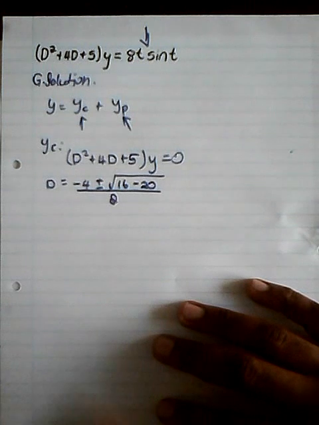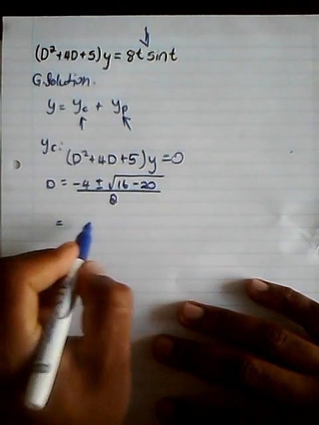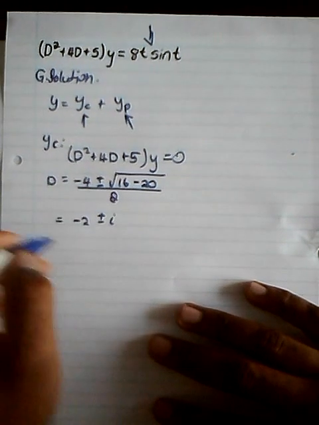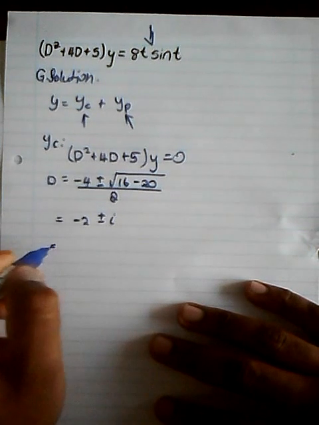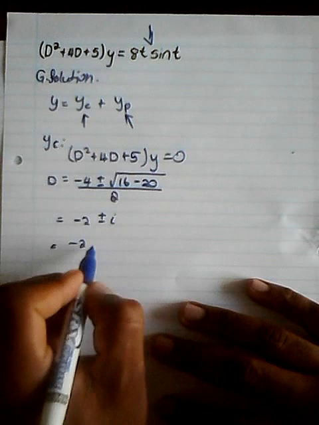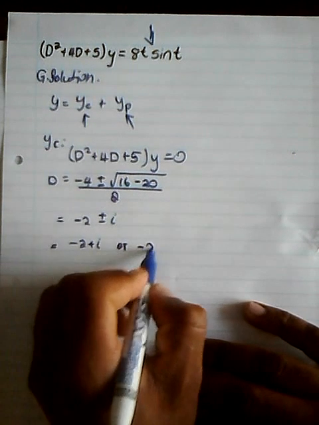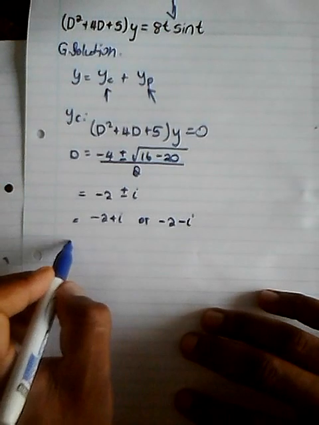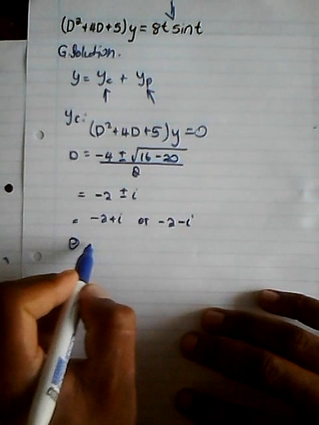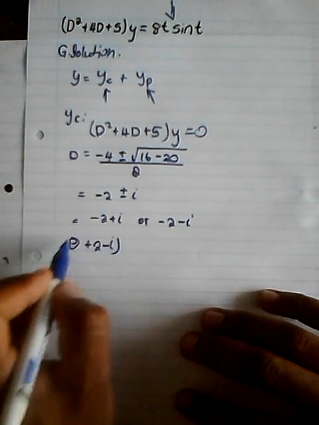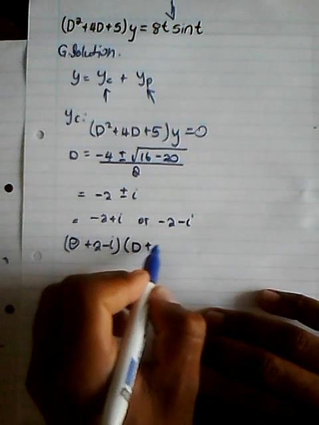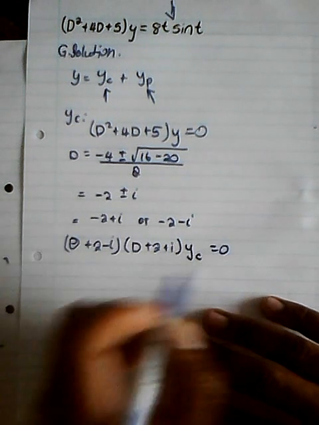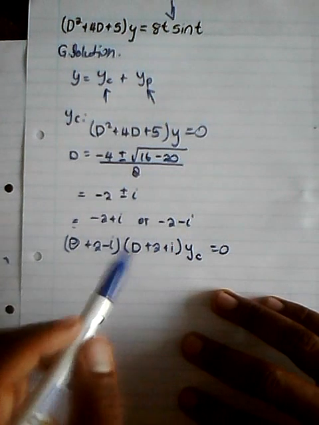When we work this out, we find that D equals minus 2 plus or minus I. That is, D equals minus 2 plus I, or minus 2 minus I. So we can factorize this as D plus 2 minus I multiplied by D plus 2 plus I, operating on yc equals 0. Note that I just took this to the left hand side to give me this.